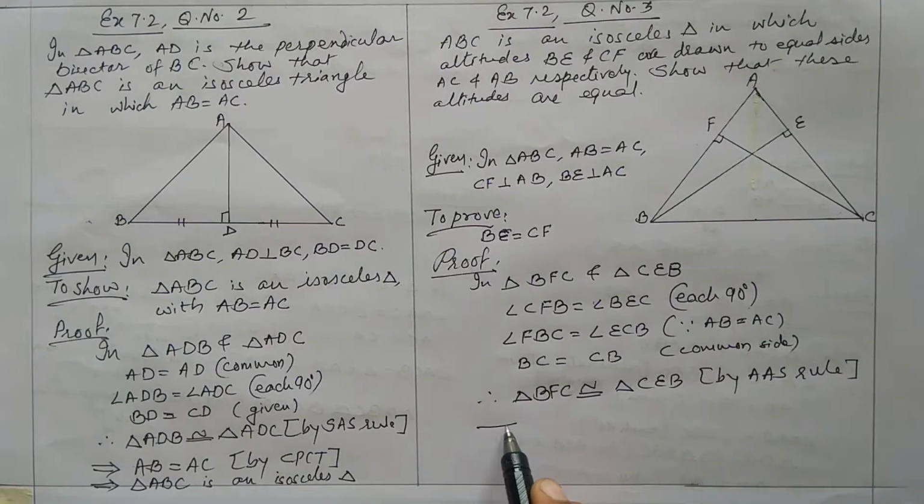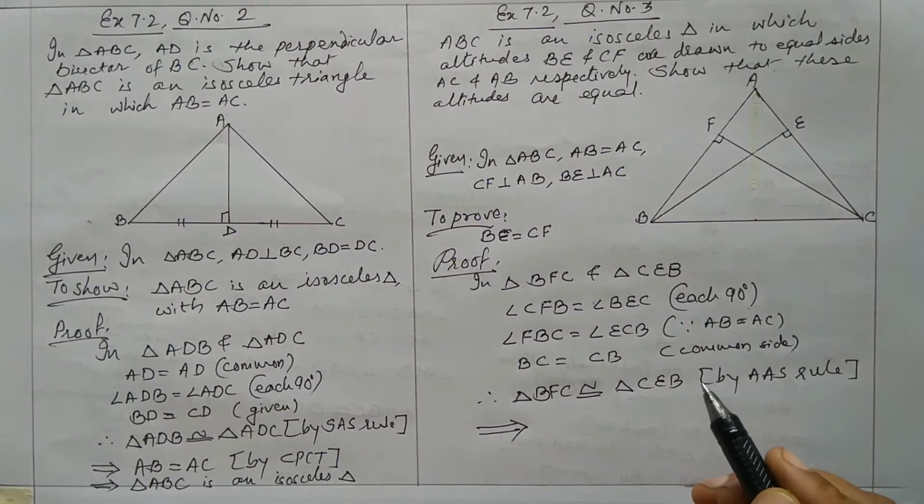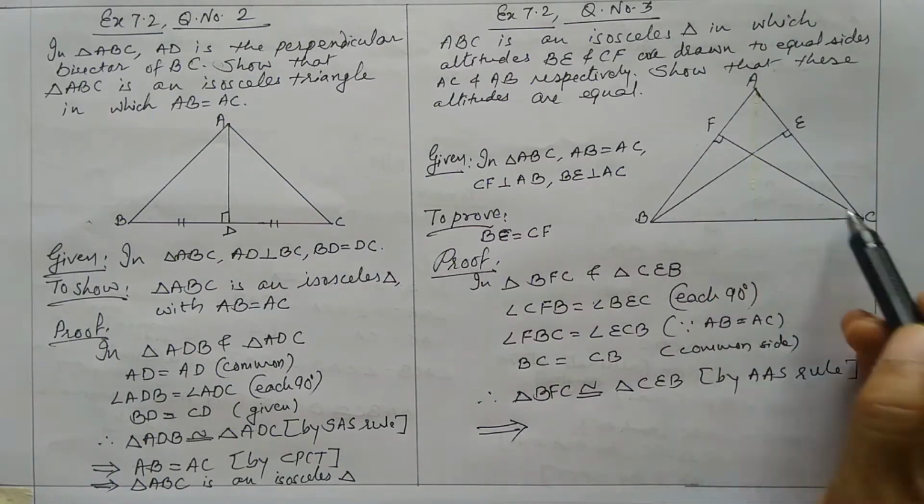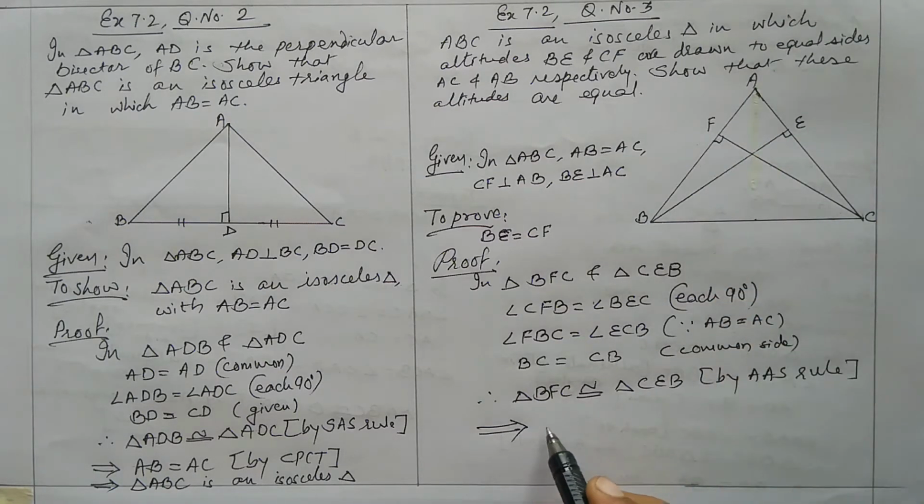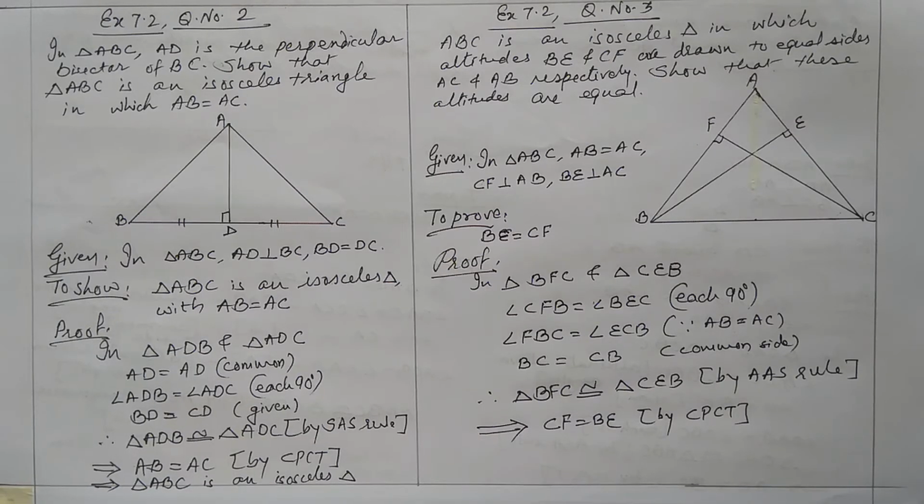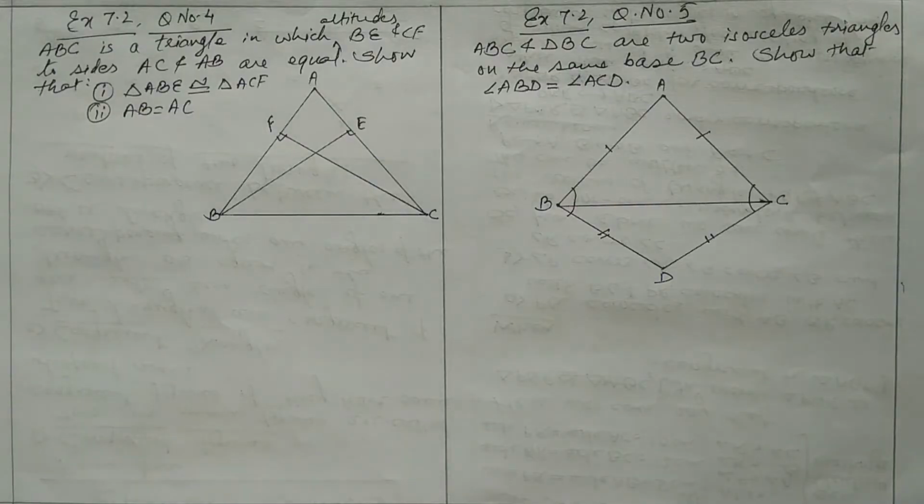Once the triangles are congruent, the remaining parts are congruent. Therefore, we can write BE is equal to CF, or CF is equal to BE. So this implies that CF is equal to BE. Reason: by CPCT, corresponding parts of congruent triangles. Hope you have understood question number 2 and 3. Let us see question number 4 of exercise 7.2.